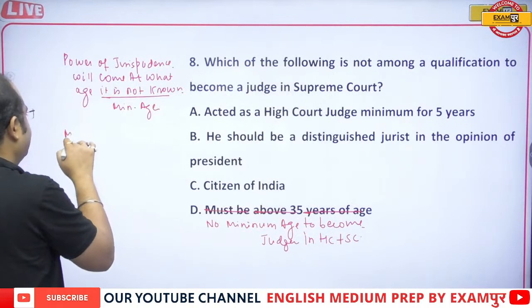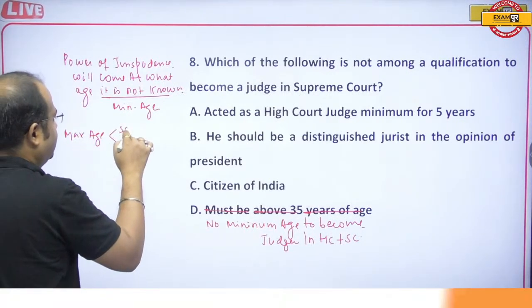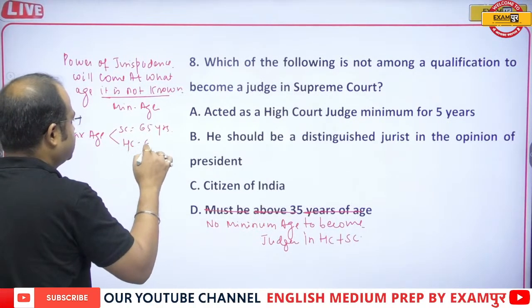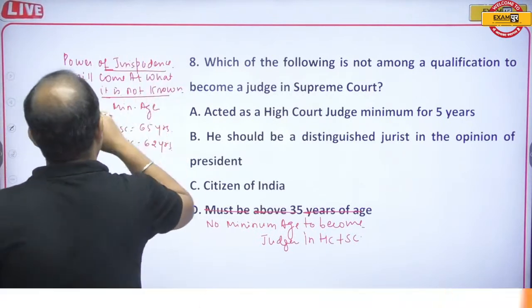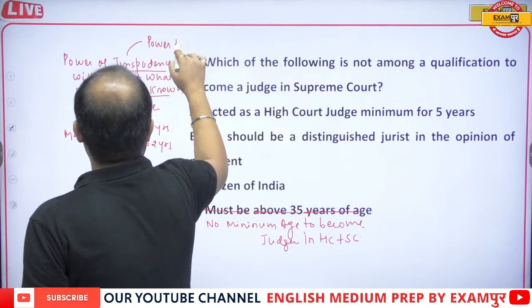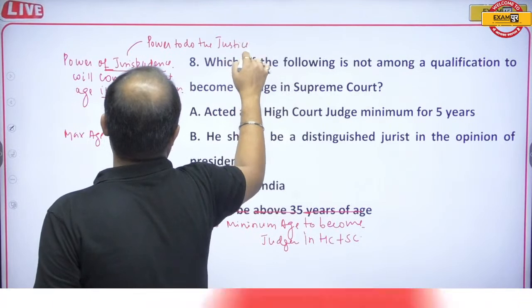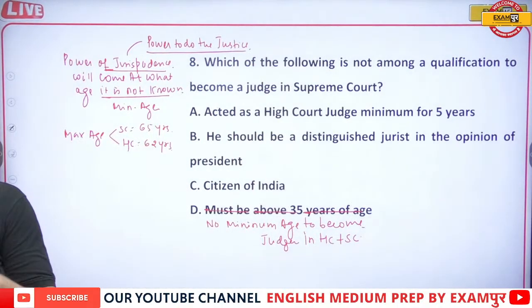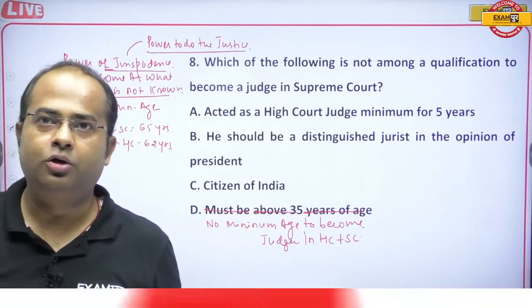Although we have a maximum age, for Supreme Court it is 65 years, and for High Court it is 62 years. And power of jurisprudence means the power to do justice. That is called power of jurisprudence, that is, the power to do justice. So the power to do justice will come at what age? That is not known to anyone.